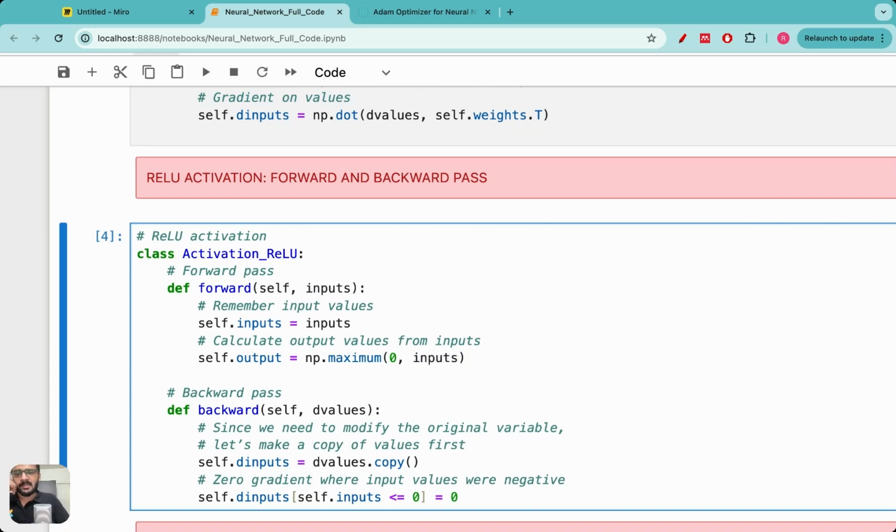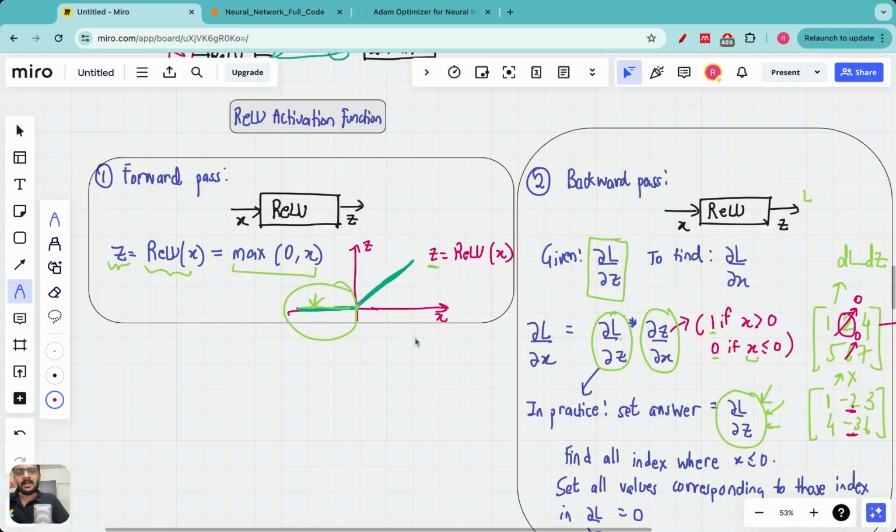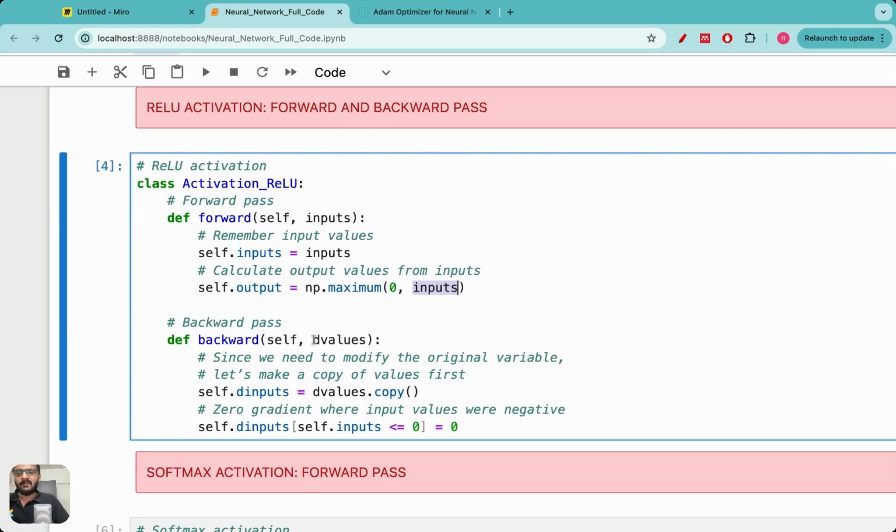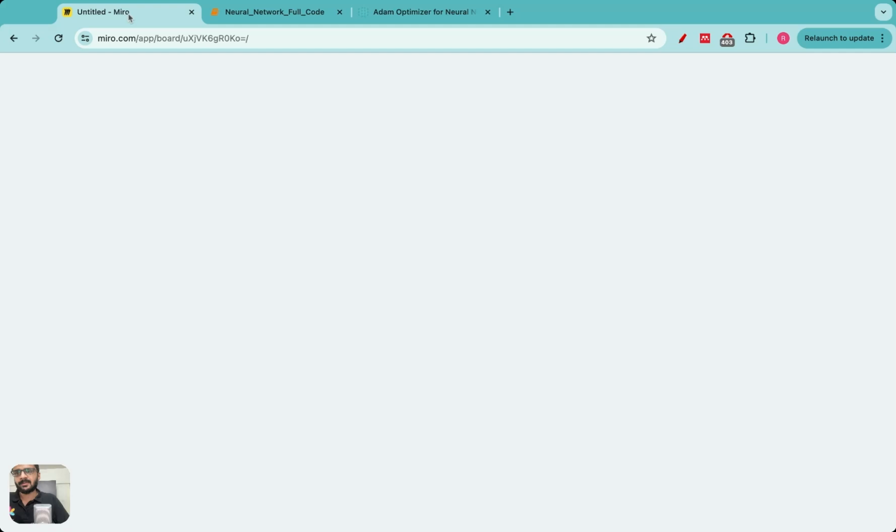But if input is less than or equal to 0, the output will be 0. That's exactly what we saw in this graph over here. Now for the backward pass, we have been given this d values, which is dl dz. As I mentioned on the whiteboard, first we will set the answer to be just equal to dl dz. Then we will look for the indexes where the input is less than or equal to 0, and then we'll set all those values to be equal to 0, and that's our answer. So this is how the forward pass and the backward pass are implemented for the ReLU activation function.